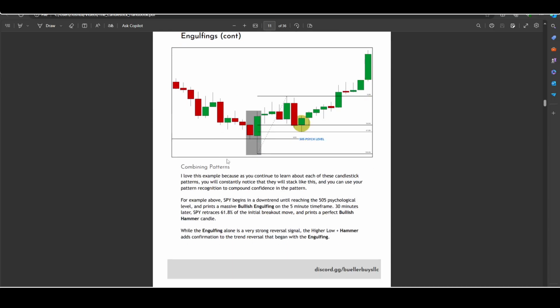I really like this page a lot. This is probably going to be one of the strongest trading concepts you end up using for the majority of your trading, as long as you're using price action.